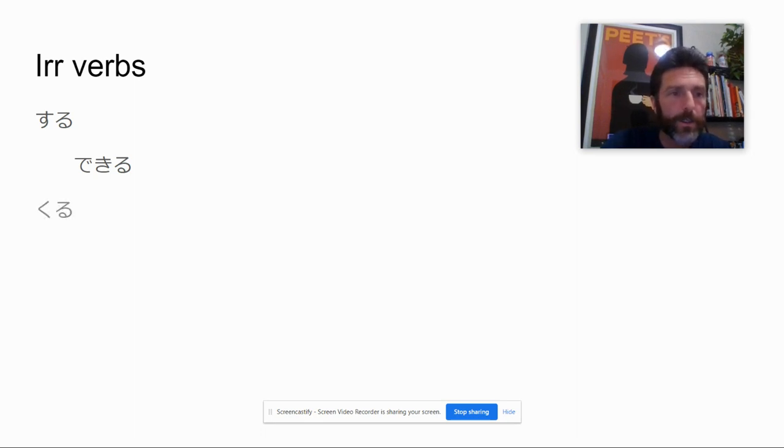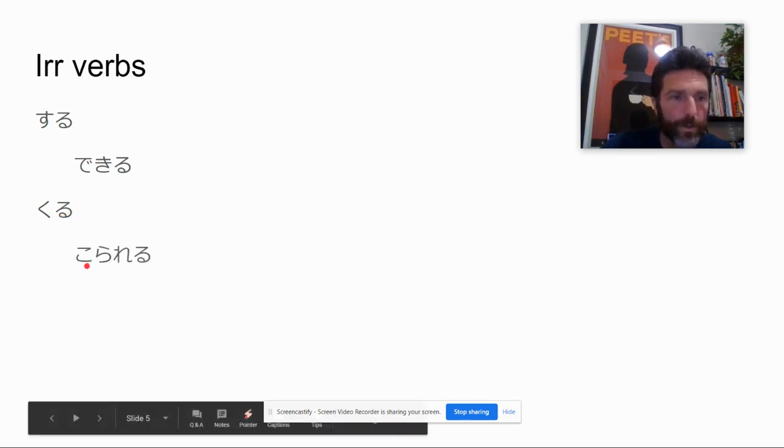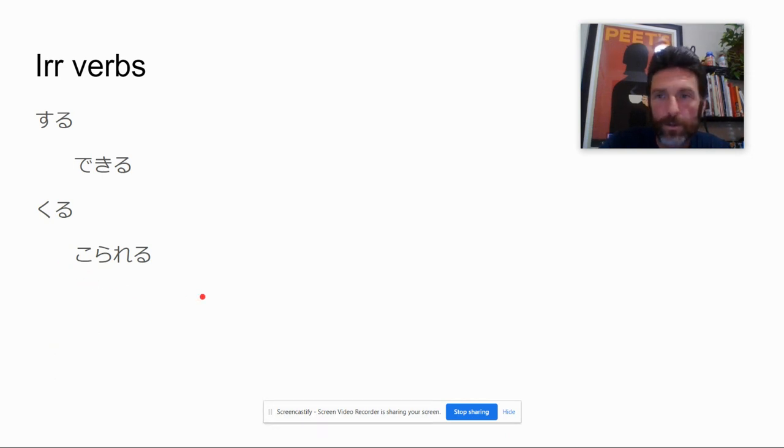Kuru. And you note that I did not write it in kanji, even though we know it. The reason is that kuru becomes korareru. This ko is the same kanji as this ku, but I wanted you to see the difference in the pronunciation. So it's similar to a ru verb, but it changes a little bit. This is how it's irregular. So kuru becomes korareru.